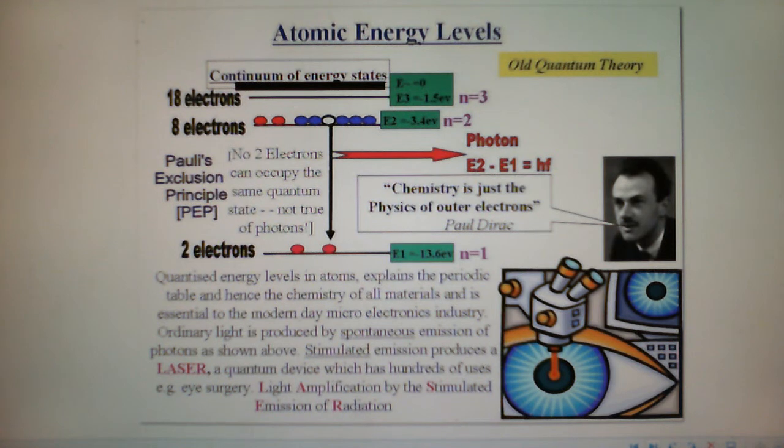The simplistic notion of quantum theory can be depicted as shown, in which electrons occupy discrete energy levels, and the transition of an electron to a lower state, should a space become available, leads to the emission of a photon. Pauli's exclusion principle prevents any two electrons from occupying the same quantum state. So if the energy levels are full, there is no availability for an electron to undergo this transition.